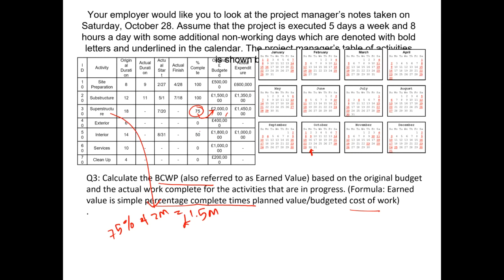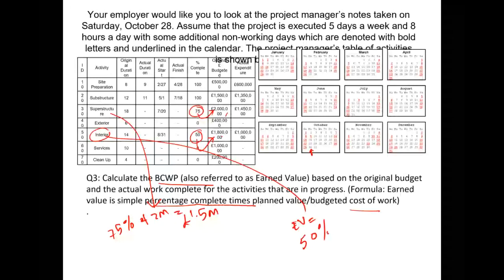So the other activity is interior. By the reporting date, we have been told by the site staff that they have accomplished 50% of the work. So 50% of 1.8 million would mean that the earned value for interior works will be 50% of 1.8 million, which would mean 0.9 million pounds is the earned value of the work that we have accomplished to this date.